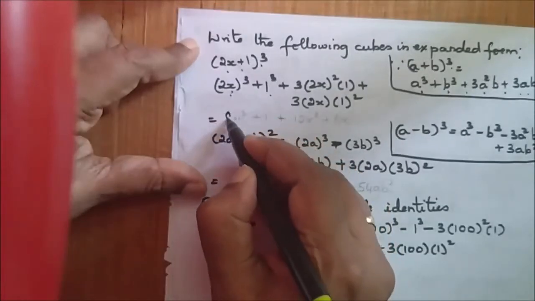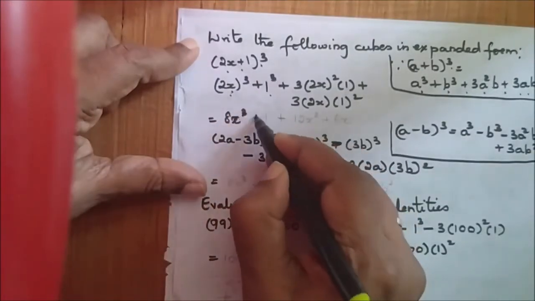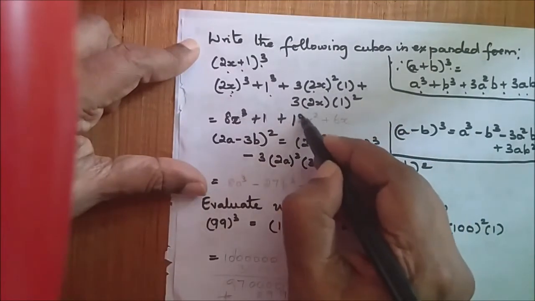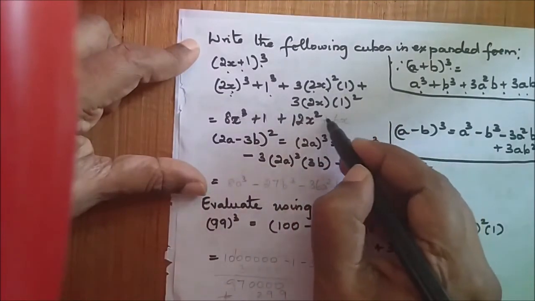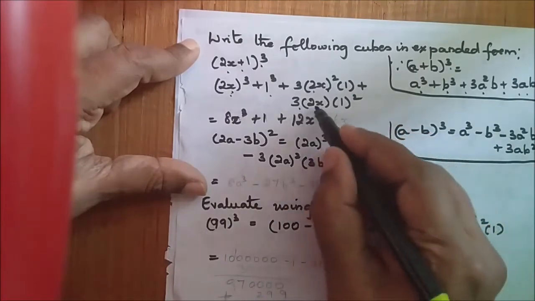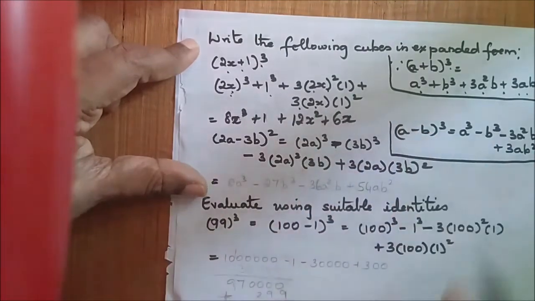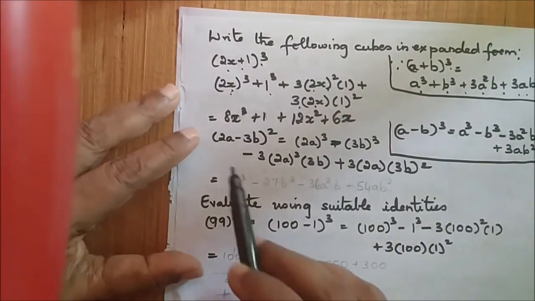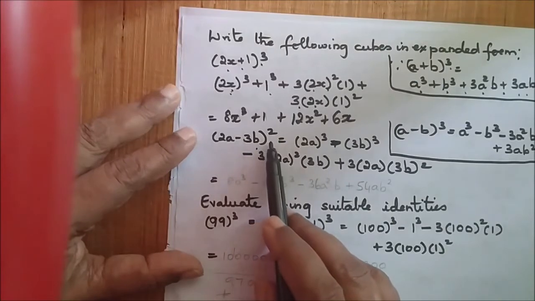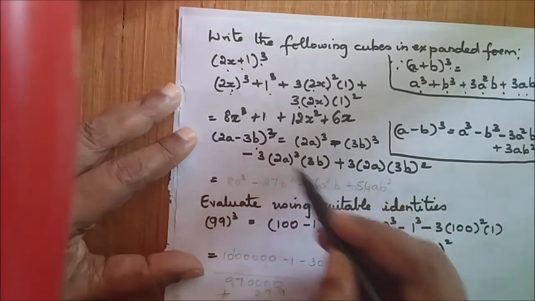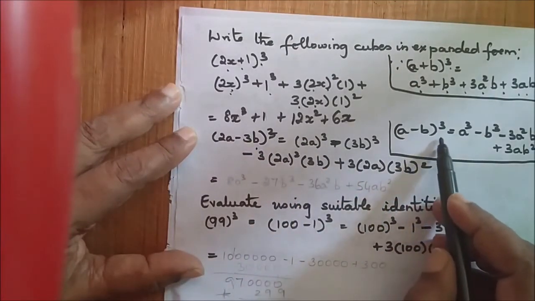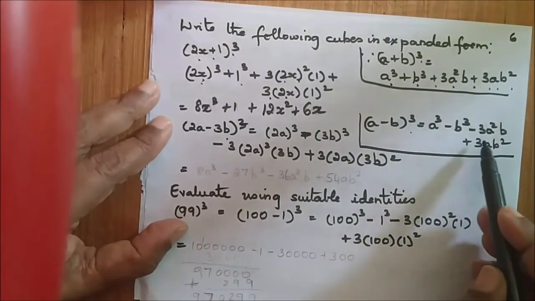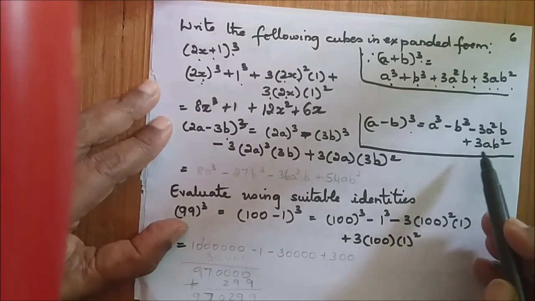So what is (2x) cubed? It is 8x cubed plus 1 plus 3 into 4x squared, so it is 12x squared, plus 3 into 2 is 6, into 6x. So that is the answer for this identity. The next one is (2a - 3b) the whole cubed. So what is the formula? (a - b) the whole cubed is equal to a cubed minus b cubed minus 3a squared b plus 3ab squared.